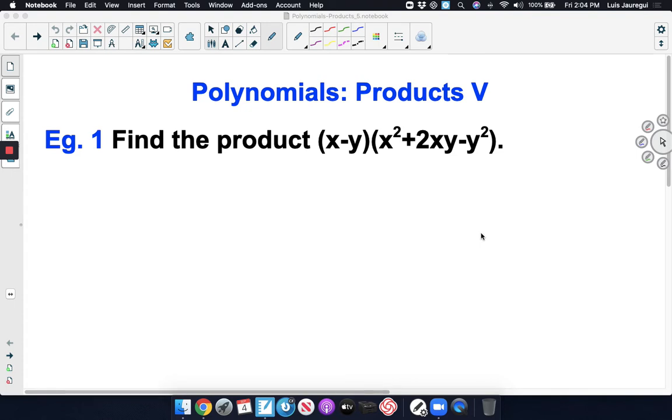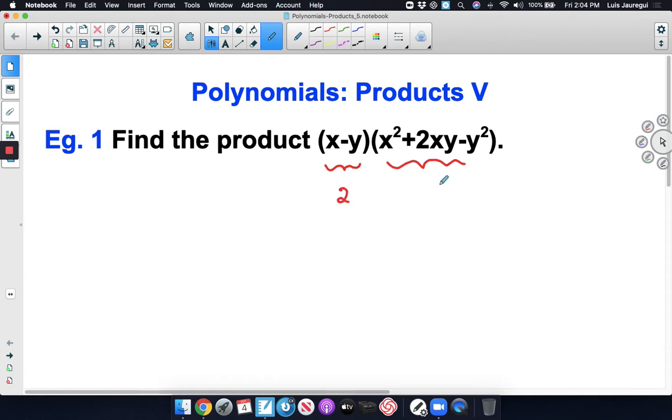Let's take a look at our example. Find the product of the quantity x minus y and the quantity x squared plus 2xy minus y squared. Now notice that here we're dealing with polynomials in two variables. In the first factor, we have a binomial, and in the second factor, we have a trinomial. So the dimensions of our area model are going to be 2 by 3.